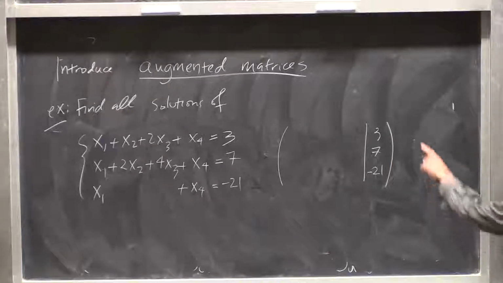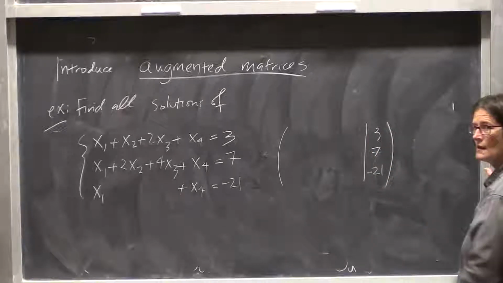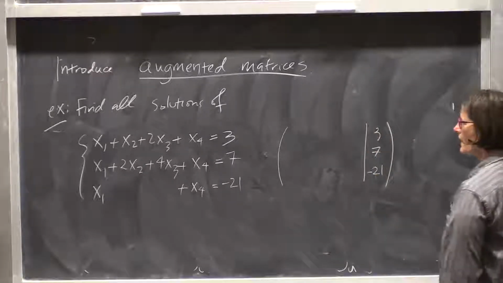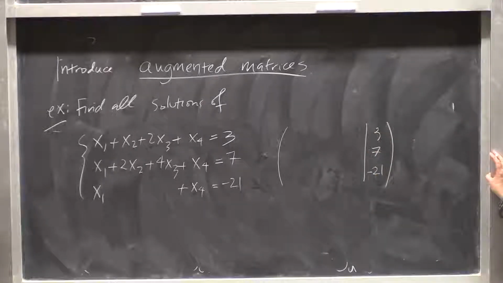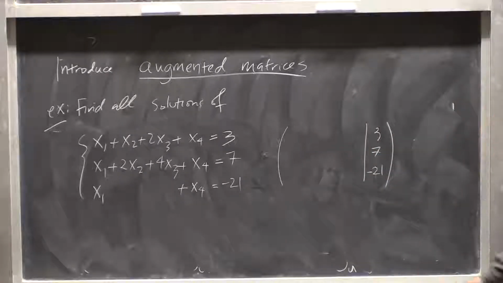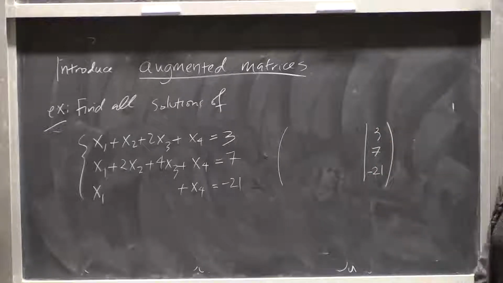I put that vertical line there to remind myself that this is the right-hand side. Some books, some videos, some instructors do not put that vertical line there. They just let you mentally remember that this column is separate from the other columns. This book and this instructor put a vertical line there.